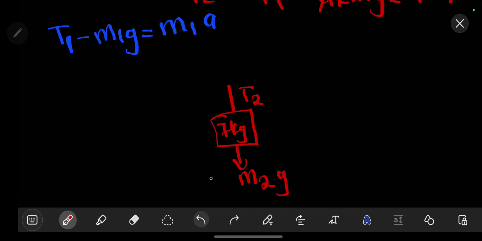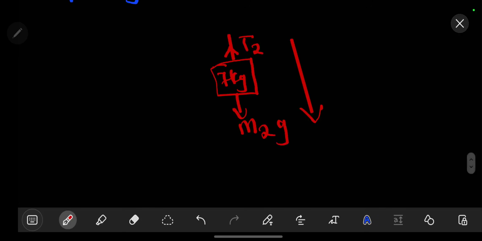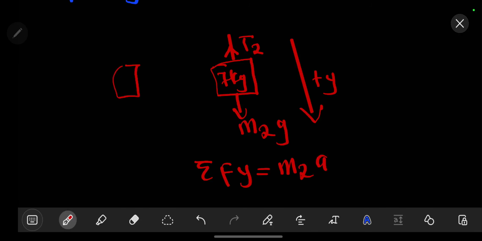Now, it is going down, so we are going to take downwards to be positive. So the summation of forces in the y direction should be equal to, it's moving, so it will be m2a, whatever mass you are dealing with. So this is what we have.